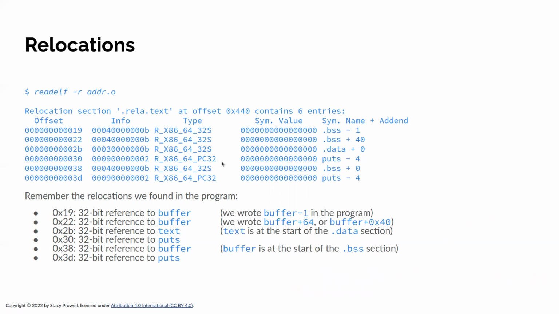So we wrote buffer minus 1 in the program, and so we'd expect that to be buffer minus 1. And in fact, buffer's at the start of BSS, so we see BSS minus 1. There we go. Here we wrote buffer plus 64, and that is in hex 40, so we expect buffer plus 40, and buffer is the only thing in BSS, so it's BSS plus 40. Text is at the start of the data section, so sure enough, that's data plus 0. Buffer is the start of the BSS section, so that's just straight at BSS plus 0. And that accounts for those 4. We'll come back for puts later.